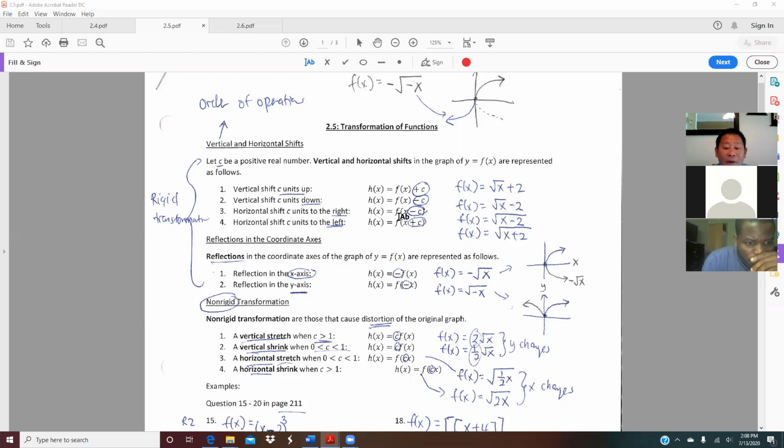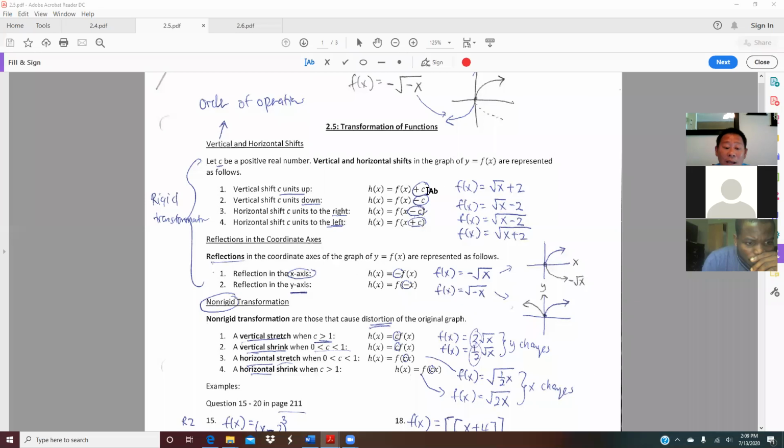For right and left, the number is inside the function and the sign is switched. If you remember coordinates, when you go right, it's always positive. When you go left, it's always negative. But for this case, when you go right, it's a negative. When you go left, it's a positive. So when you have x minus 2 all inside this square root, it means you move your graph to the right. So you move it to the right 2 spaces like this. So your graph will look something like that. And if you have the square root of x plus 2, you move it to the left. So now your graph will look something like this.